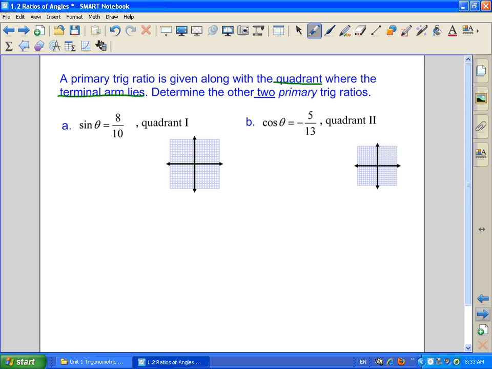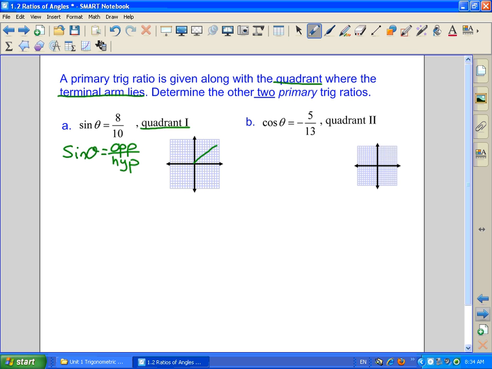Determine the other two primary trig ratios. So let's take a quick look here. We've got sine theta equals 8 over 10, which tells us it's in quadrant 1. When I go to draw that, just remember sine theta is the opposite over the hypotenuse. So in this case, we're not given the adjacent side.